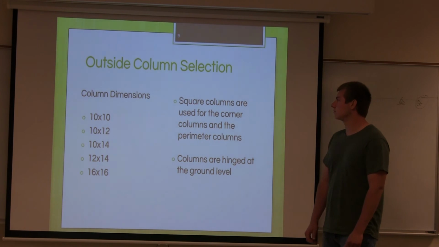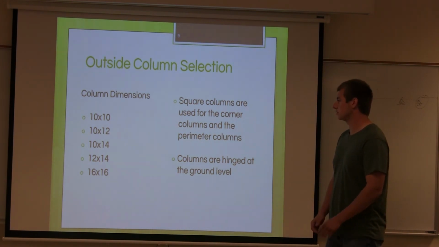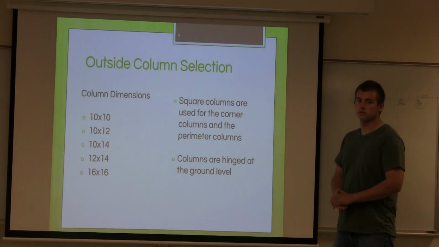For the outside column selection, which are the square columns, they chose 10 by 10, 10 by 12, 10 by 14, 12 by 14, 16 by 16. Square columns are used for the corner columns and the perimeter columns. The columns are hinged at the ground level.